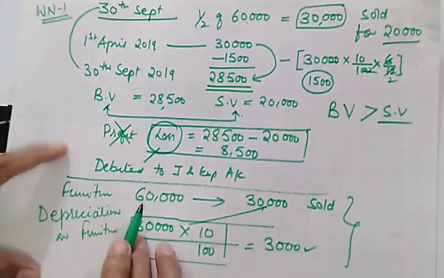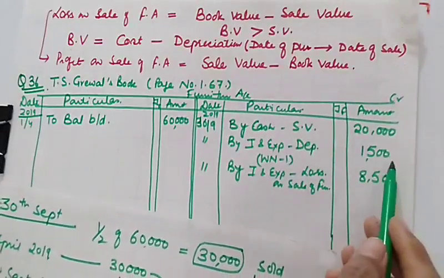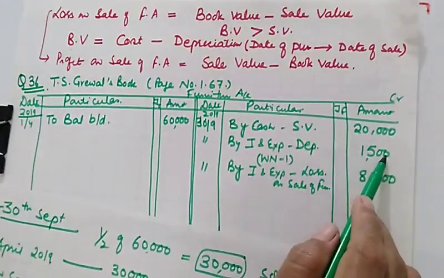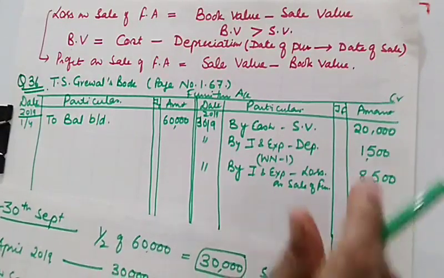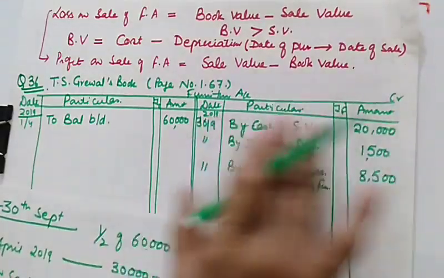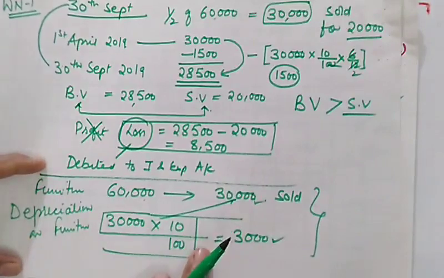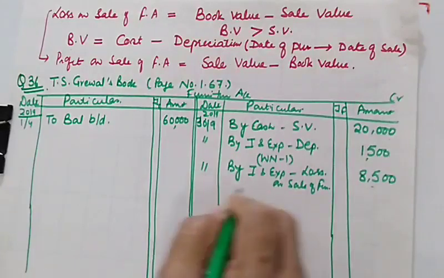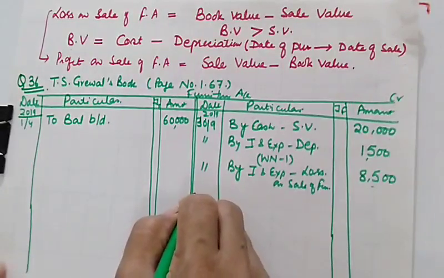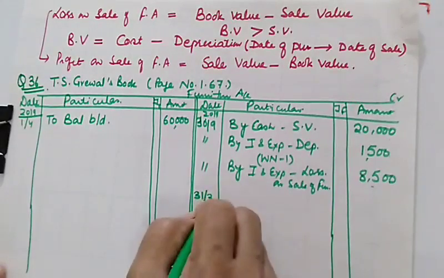I repeat, initially you had furniture of 60,000, out of which 30,000 is sold, and we have already given you the details of that 30,000. 20,000 is the sale value, 1,500 is the depreciation on it, and 8,500 is the loss. So it means the record of that 30,000 has already been done. So you use this remaining 30,000 for the full 1 year. In that, depreciation will be 3,000, and this entry of depreciation will be done on the last day of the accounting year, which is 31st March 2020.